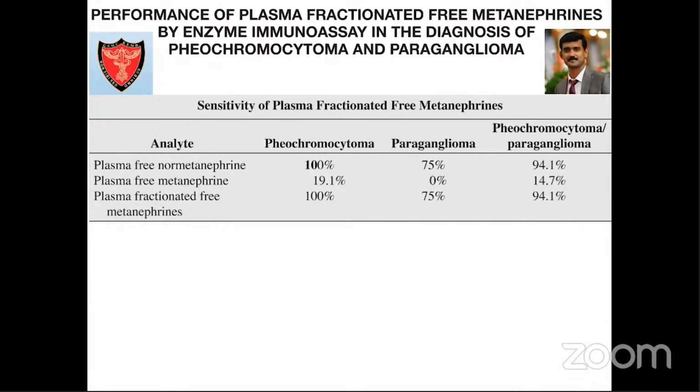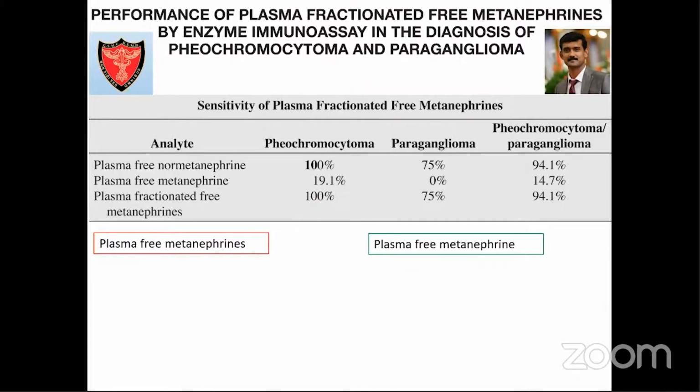Why I'm discussing that? It has a reason. I usually take an opportunity to discuss this point in every meeting where I get a chance to speak. Whenever we order plasma-free metanephrines, we typically get a report for only plasma-free metanephrine in most of the commercially available labs. And this plasma-free metanephrine alone is of no use for us because 80% of the times I'm going to miss the diagnosis. So what should we get then? What is more important for us is actually plasma-free normetanephrine.